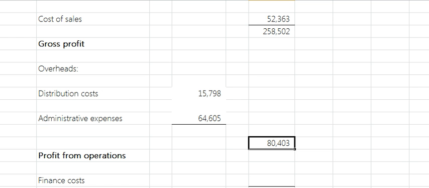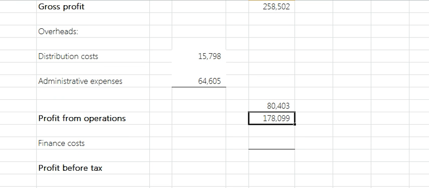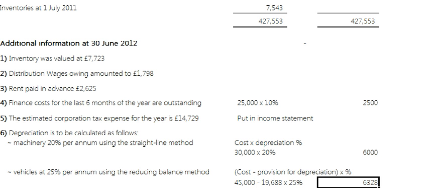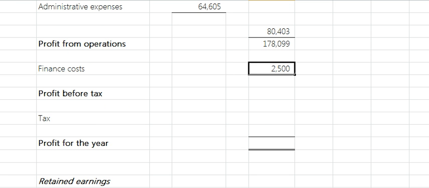So remember, actually that gross profit should be kind of down here slightly. Move that down. Take those admin expenses away from your gross profit, and then you get your profit from operations there. Finance costs, remember on this sheet we worked out that the finance cost is 2.5. That's the figure that you need to put into there. Now interest reduces your profits, so take it away, you get profit before tax of 175,599.